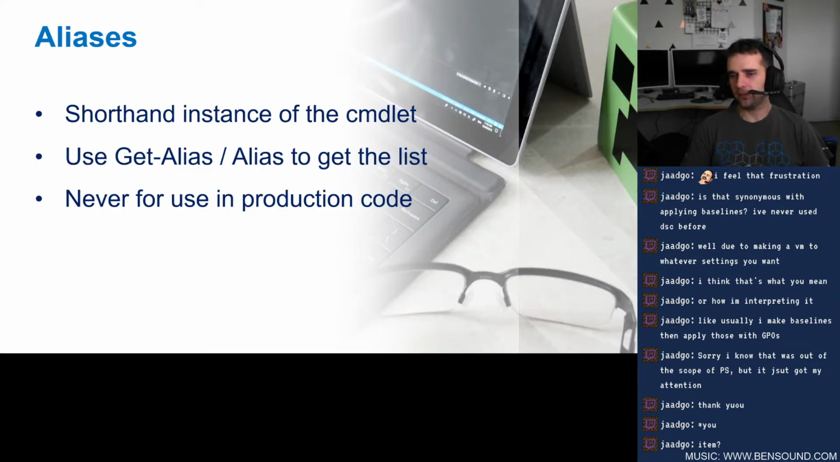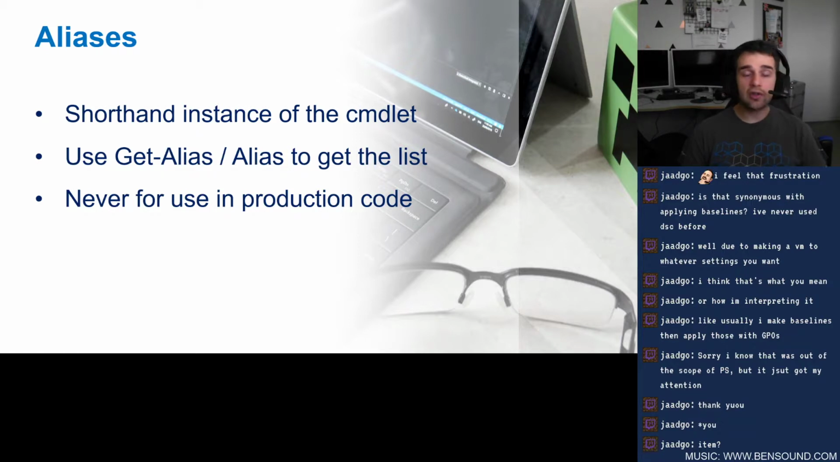Aliases. So PowerShell commandlet aliases are a shortened instance of the commandlet. They're used to improve the performance when you're just working in the console. So if you need to bash something out and you just want to smash it out, aliases are basically what you're going to be using.